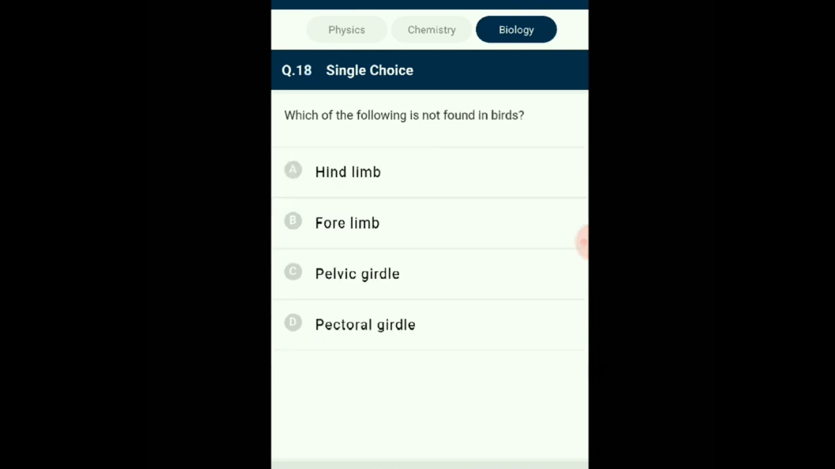Question number 18. Which of the following is not found in birds? In birds, forelimbs are modified as wings for flying. Therefore, the forelimb is not found in birds. So the answer is option B.